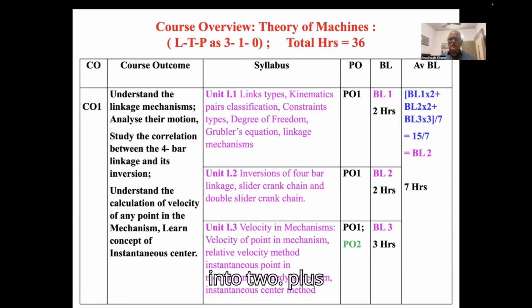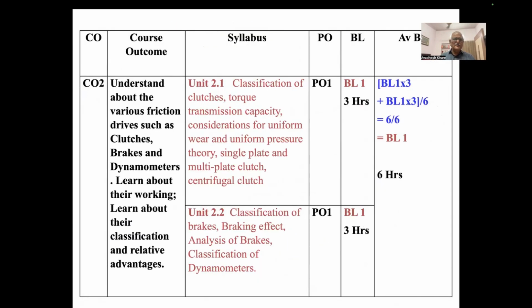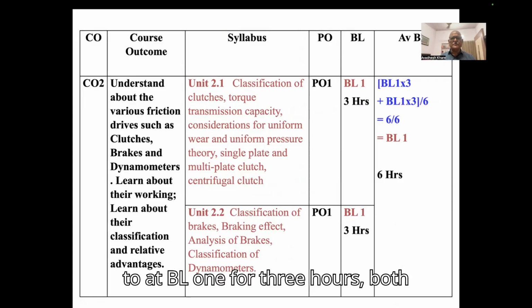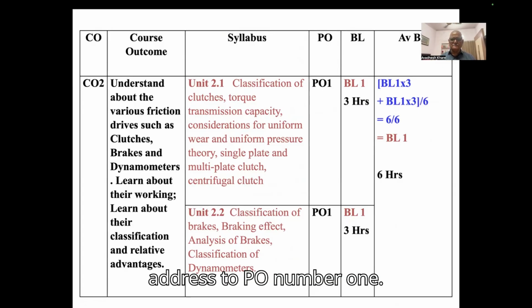And the average BL level is given in the last column. BL1 into 2 plus BL2 into 2 plus BL3 into 3 hours, divided by 7. That is 15 by 7. It is roughly 2. Then we take unit 2. Unit 2 has 2 subunits, 2.1 and 2.2. 2.1 is delivered at BL level 1 for 3 hours and 2.2 is delivered at BL1 for 3 hours, both addressed to PO number 1.